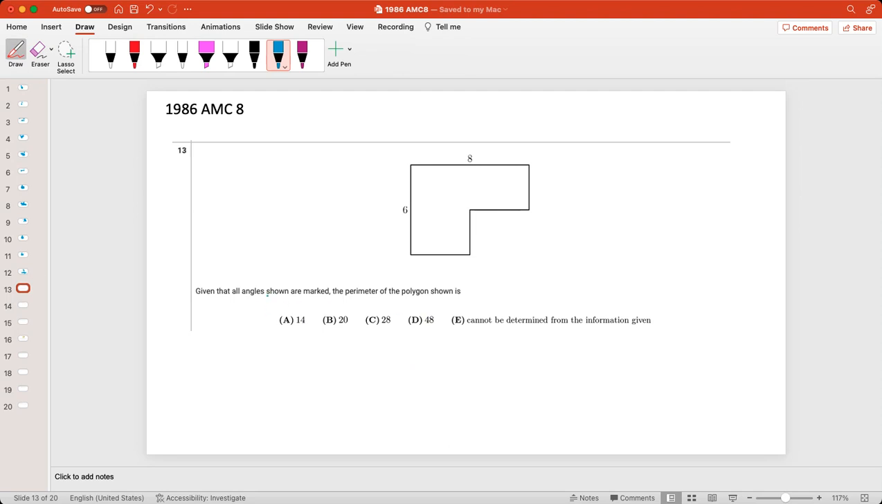Given that all angles shown are marked, okay, this is a very vague question. So it's saying marked. What is the perimeter of the polygon shown? So I'm going to assume that all angles are 90 degrees. Okay, so this is an assumption I'm making because the question is not clear. And because I make this assumption, you can assume that this line comes here and this line comes here. So this is nothing but a rectangle. Therefore, the perimeter of the rectangle will be 28. Option C. It's going to be my answer. Going to the next question.